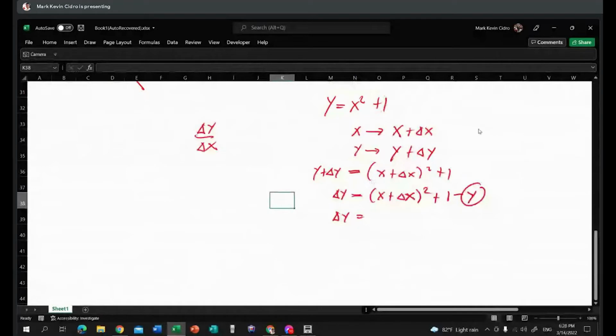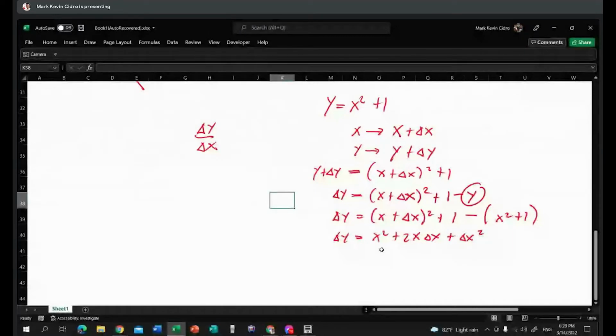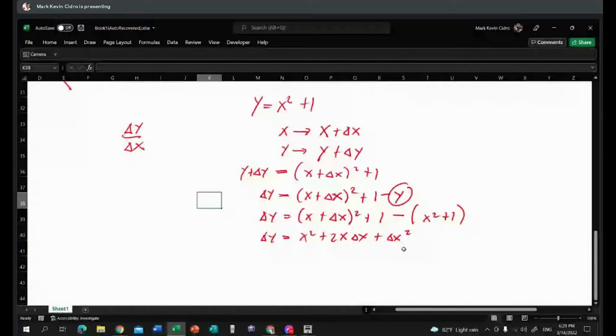So, we'll substitute it here. So, this will be (x plus delta x) squared plus 1 minus, we have there the value of y, x squared plus 1. Okay? So, we'll have there the delta y. Then, you have to expand the equation, the (x plus delta x) squared. This will be x squared plus 2x delta x plus delta x squared. Is that right? Can you see it? Yes, sir. x squared plus 2x delta x plus delta x squared plus 1 minus x squared minus 1.